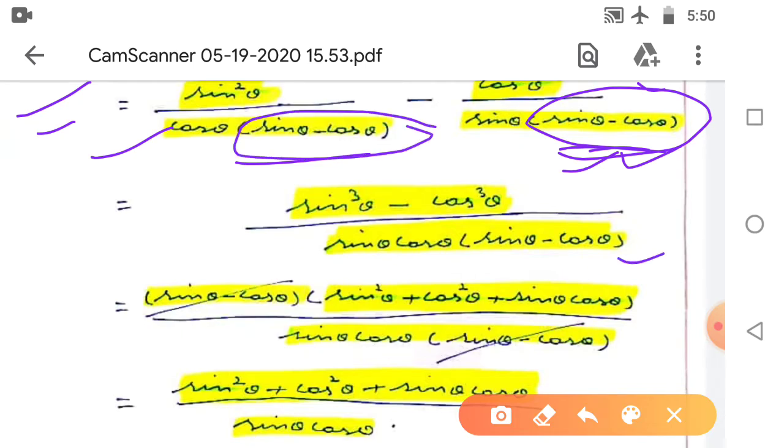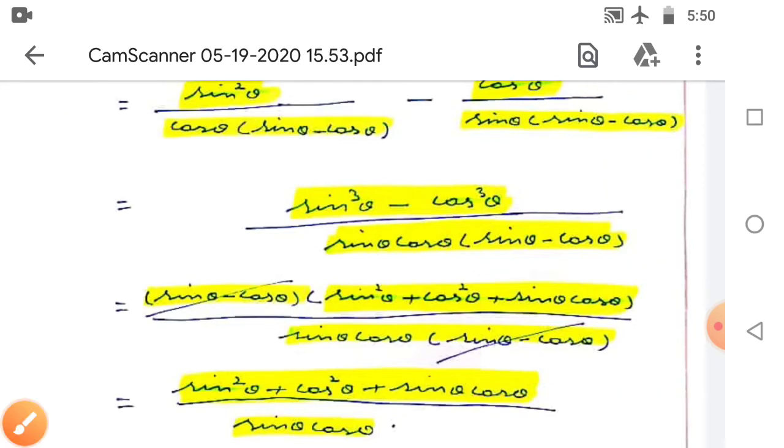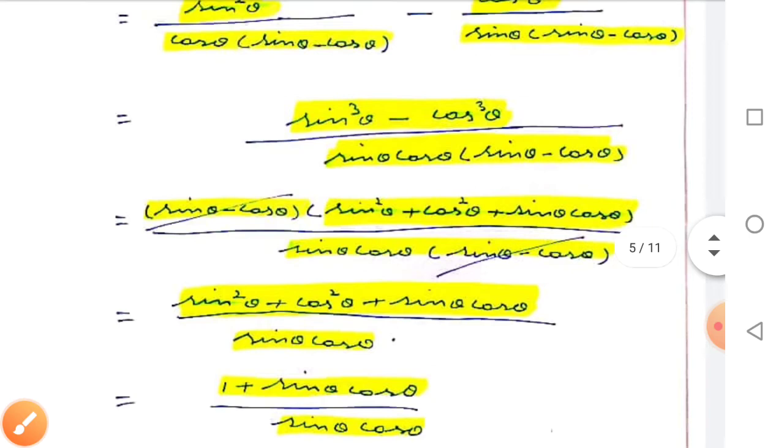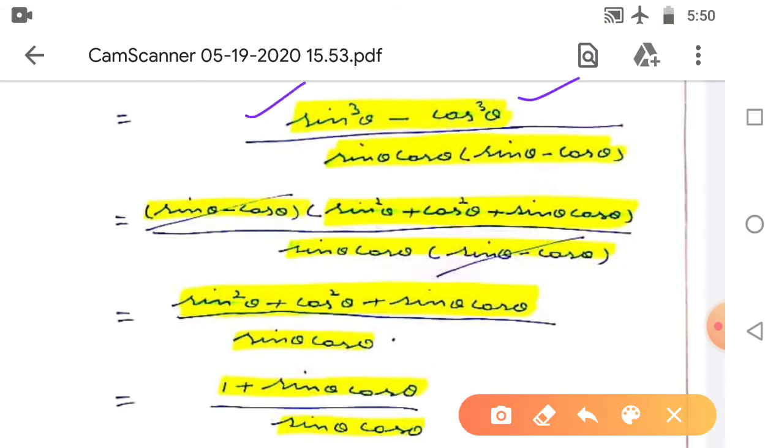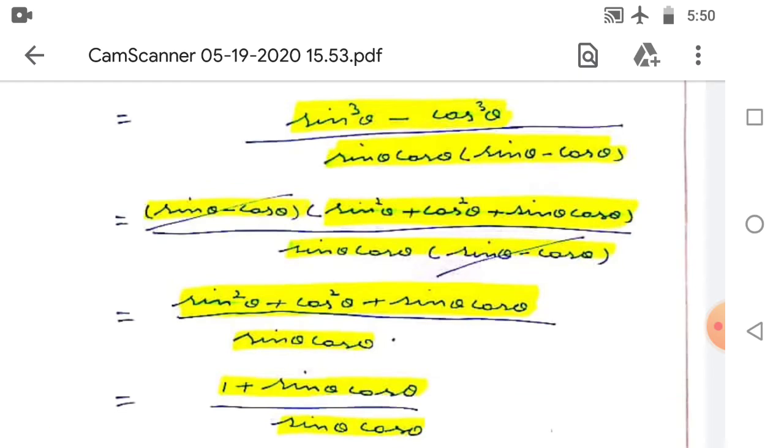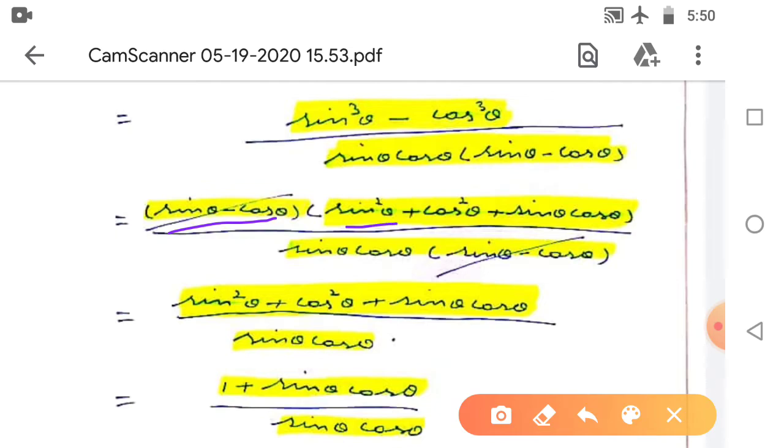So LCM is sin theta cos theta into sin theta minus cos theta, and in the numerator we have sin cube theta minus cos cube theta. Now applying a cube minus b cube in the numerator, we know a cube minus b cube is a minus b into a square plus b square plus ab. This is the formula of a cube minus b cube.